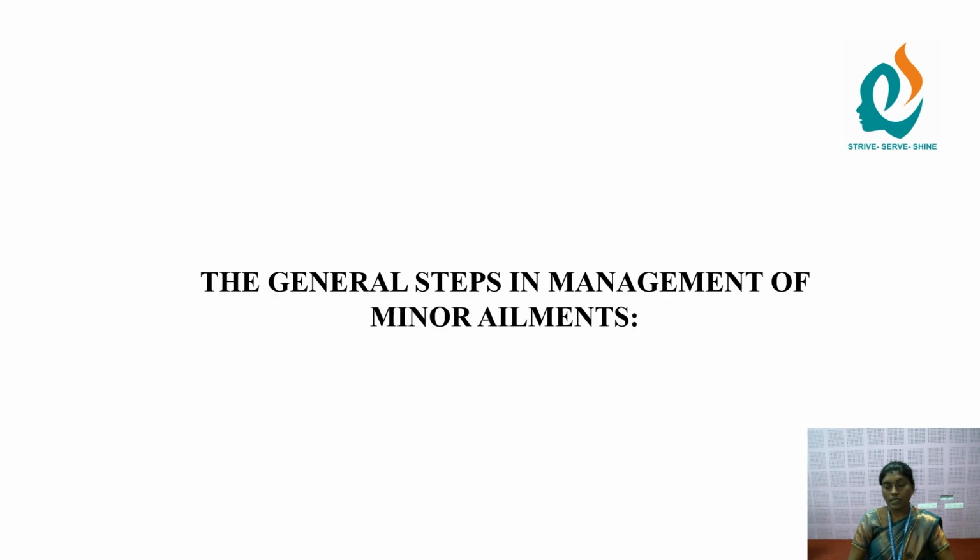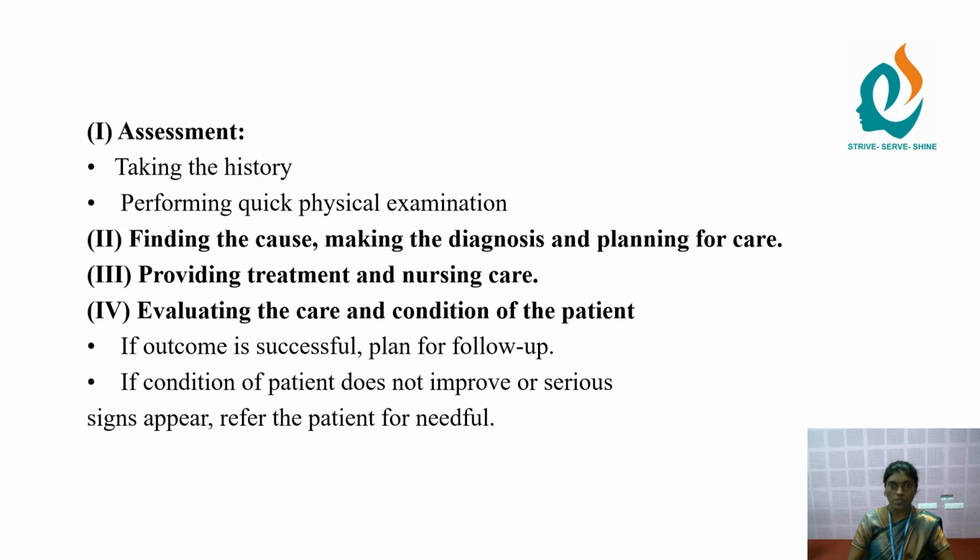What are the general steps in management of minor ailments? We should follow some general steps while giving treatment for minor ailments. We are going to see the steps. The first step is assessment: taking the history and performing a quick physical examination. The second is finding the case, making the diagnosis and planning for the care. The third is providing treatment and nursing care. Finally, we have to evaluate the care and condition of the patient.